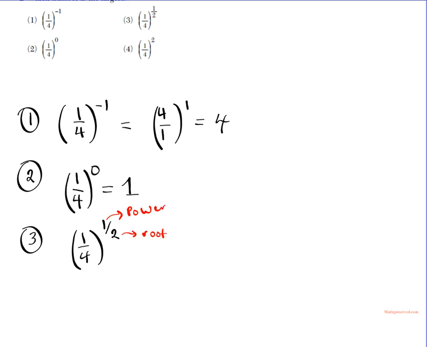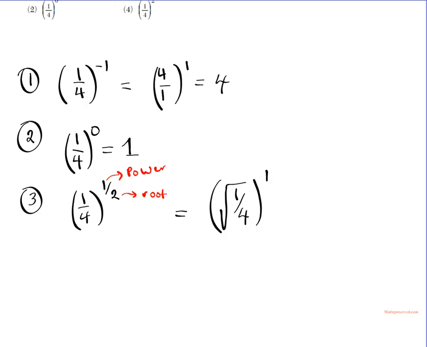Applying that to this problem, we're going to have 1/4 to the second root, and the whole thing raised to the first power. But since we're raising something to the first power, it doesn't do anything.